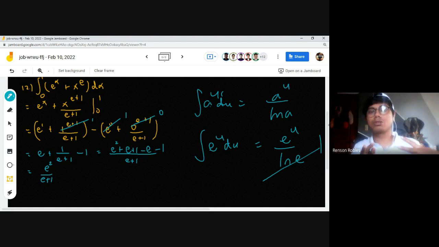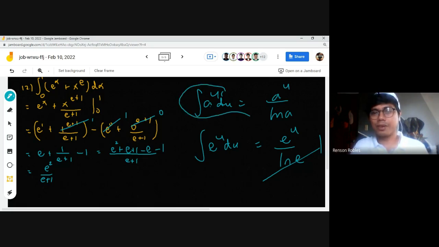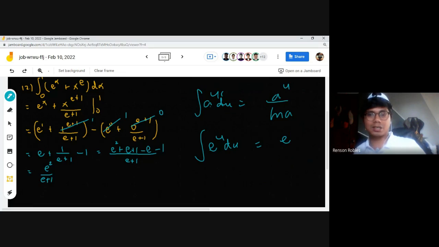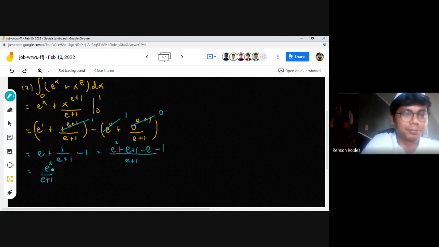So, kung ano yung natutunan nyo from example number 1 to 17, you can also apply it when I give you examples on a to the u over ln a. And that would be next after this example. I just thought of this earlier. Tama ba yung naiisip ko? Could that be possible?